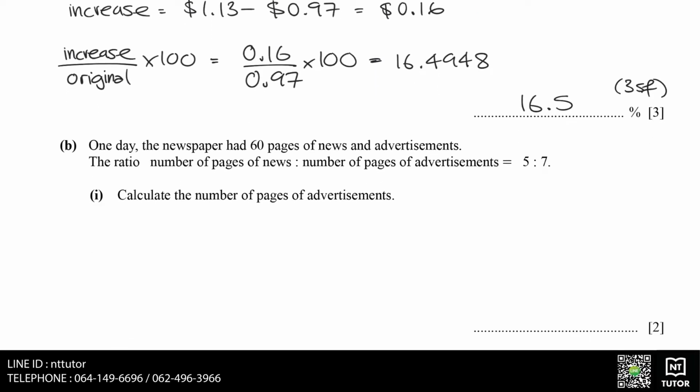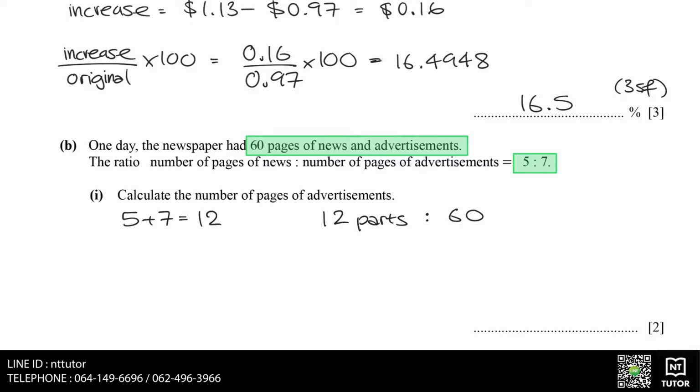B. One day, the newspaper had 60 pages of news and advertisements. The ratio number of pages of news to number of pages of advertisements equals 5 to 7. Calculate the number of pages of advertisements. If it had a total of 60 pages of news and advertisements, then 60 represents the total of 5 plus 7, which is 12. So 60 represents 12 parts.